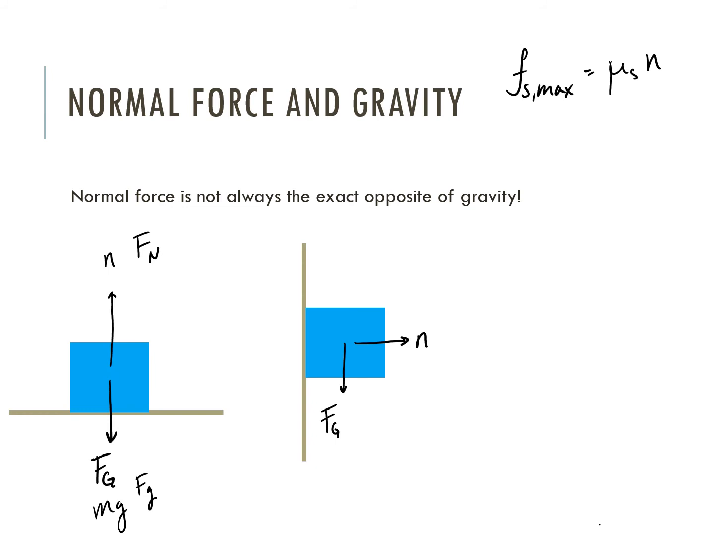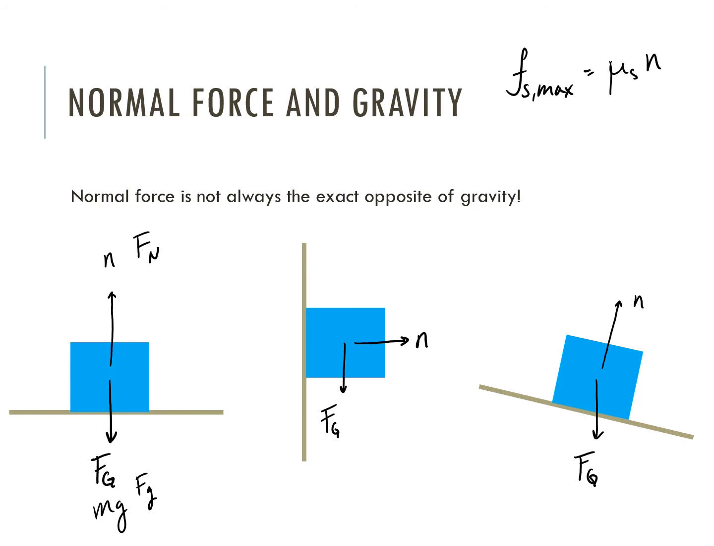So these are two extremes, right? Our surface is at 0 degrees or 90 degrees using a standard coordinate system. But what about if I'm on an incline? Well, if I'm on an incline, it doesn't matter. My force due to gravity still points straight down. My normal force, though, does not. My normal force needs to be perpendicular to the surface.